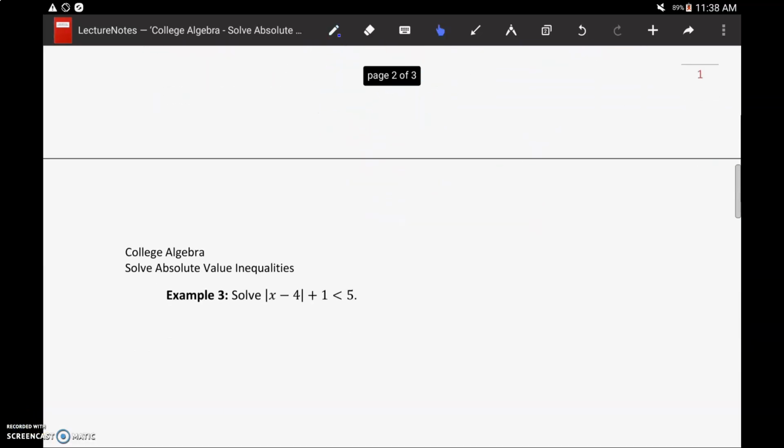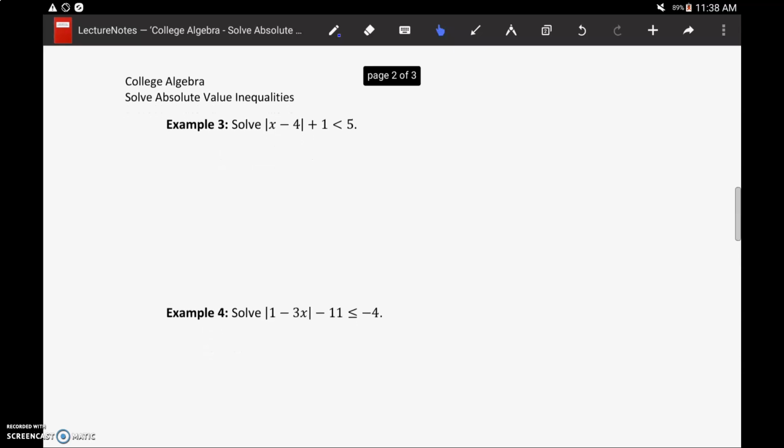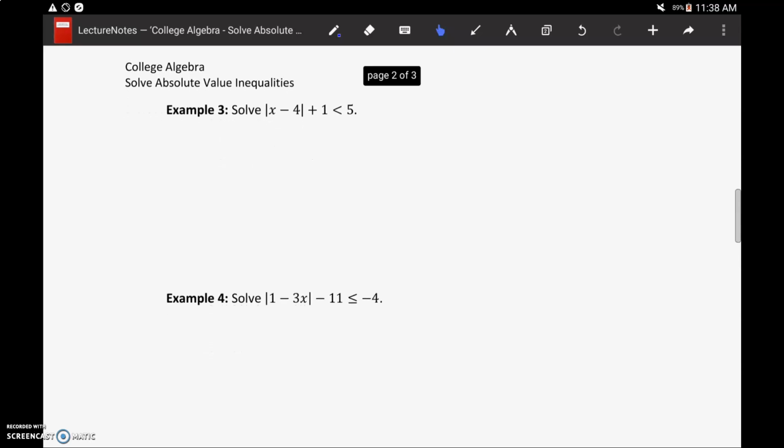We'll apply that same approach when we look at solving example 3, but we will have one additional step here, that we first need to get that absolute value portion isolated by itself.